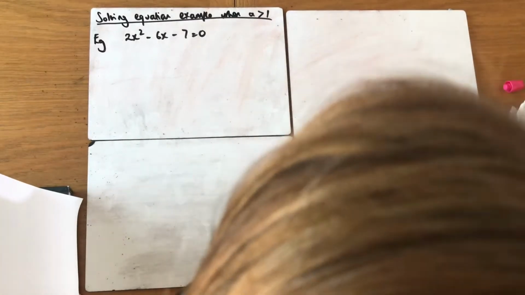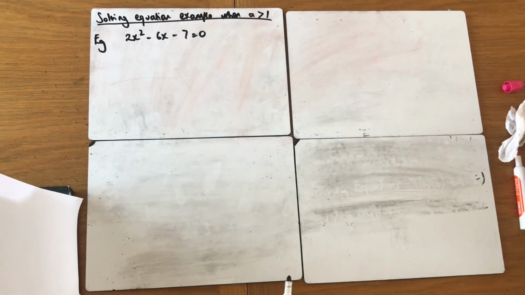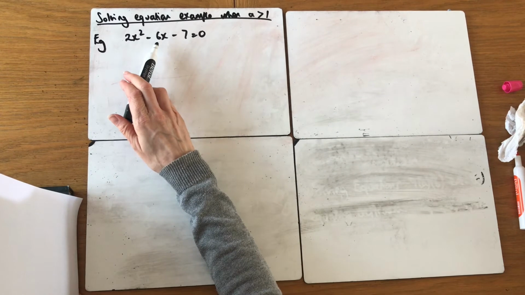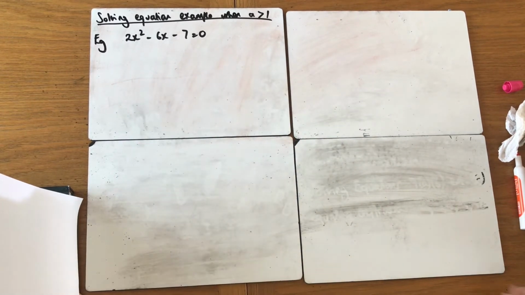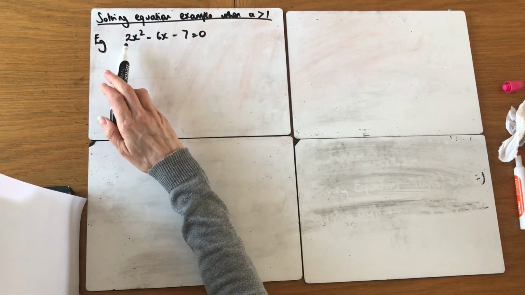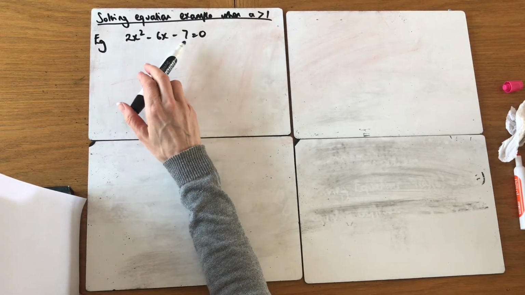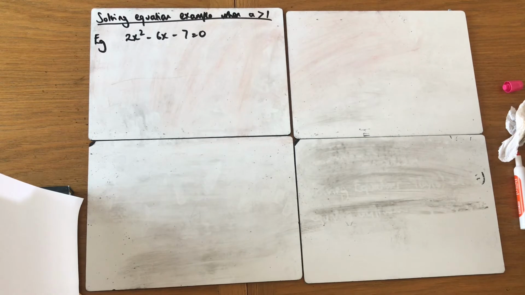Let's have a look at solving equation example when a is greater than 1. So 2x squared minus 6x minus 7 equals 0 is the example that we just went through for completing the square when we just had the expression and we weren't solving the equation. So we have two options here. We can complete the square on 2x squared minus 6x minus 7 in the same way as I've just been through and then solve the equation.